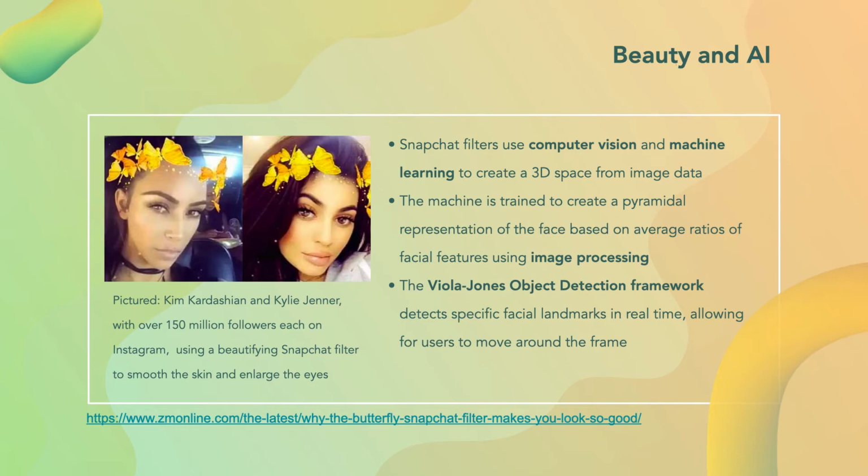And finally, they use something called the Viola-Jones Object Detection Framework, and it essentially detects specific facial landmarks in real time using these simple blocks. So this allows for the filter to be displayed on the face in real time very quickly, so the user can move around or film video without the filter being distorted. And so the picture on the left is just an example. Here we have Kim Kardashian and Kylie Jenner, who each have over 150 million followers on Instagram.